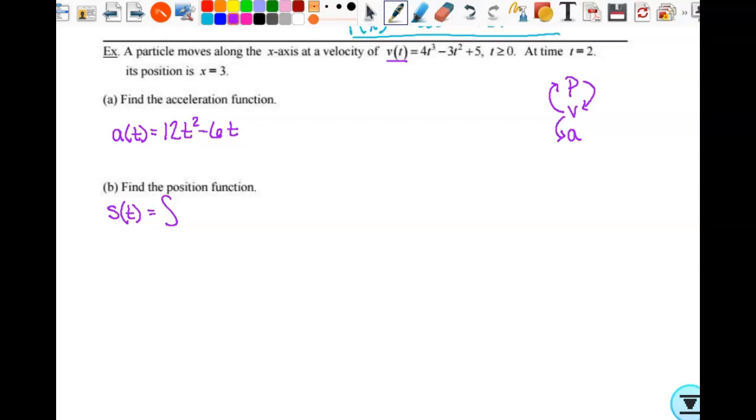So I'm going to integrate, to get the position, I'm going to integrate velocity, v of t. So here, I'm just going to go ahead and write that so I don't lose anybody. And this is dt, right? Because we don't have an x. Which means that s of t is equal to the integral of 4t cubed minus 3t squared plus 5 dt.